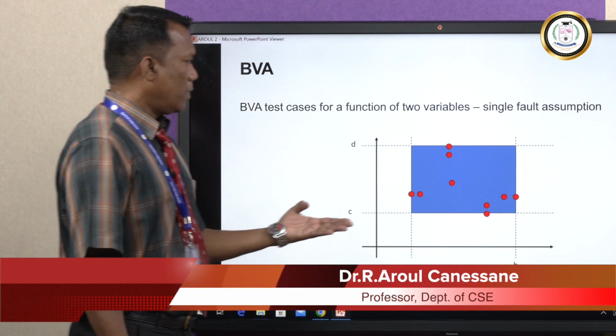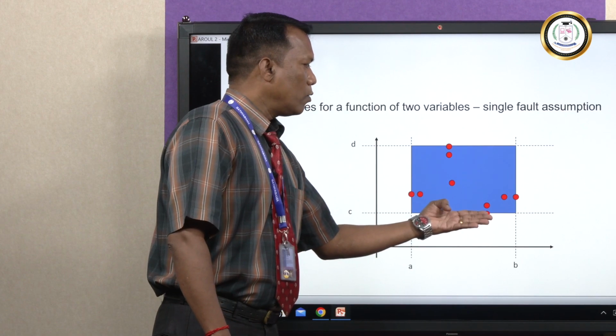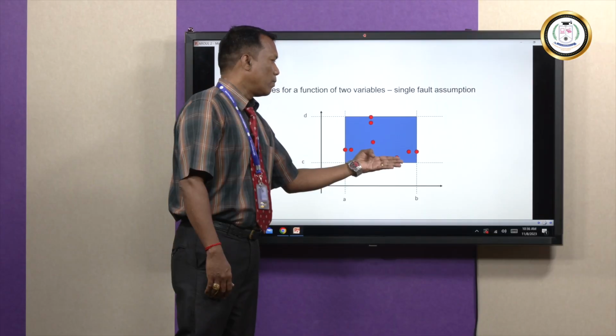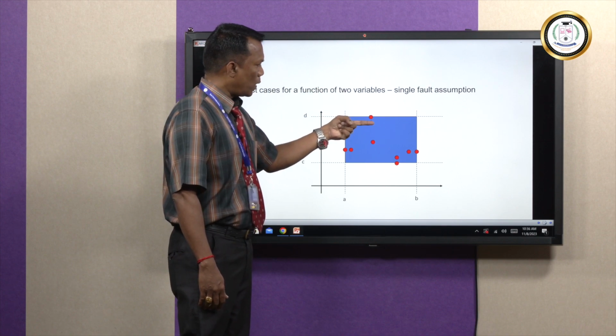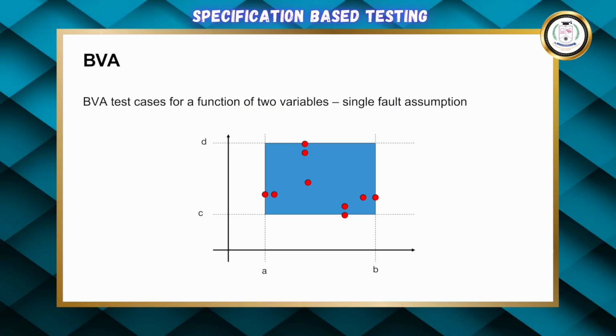One value is going to be the minimum value, another value is going to be minimum plus 1, another value is going to be maximum and maximum minus 1, and one value between this minimum and maximum is going to be the nominal value.